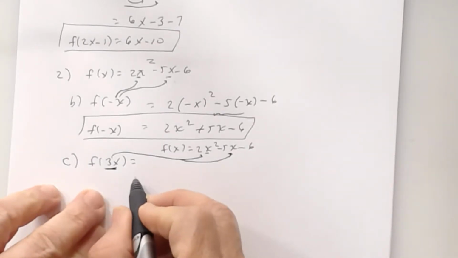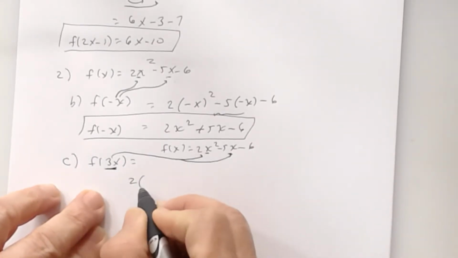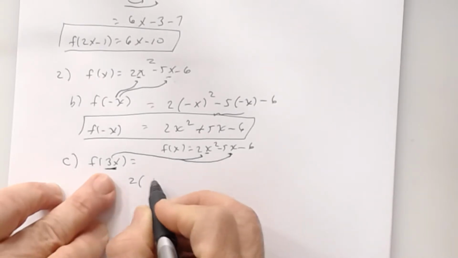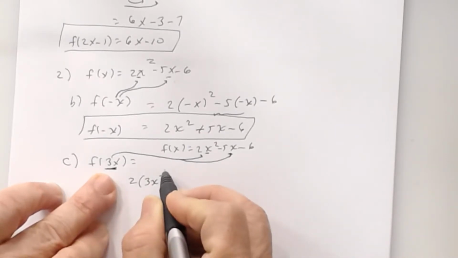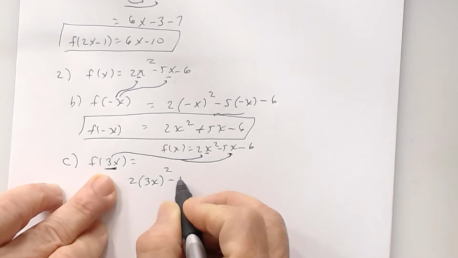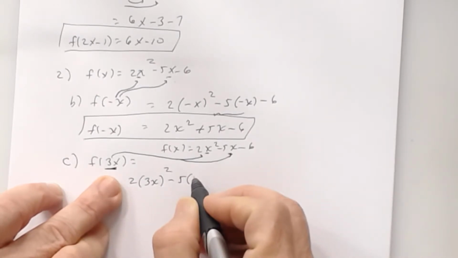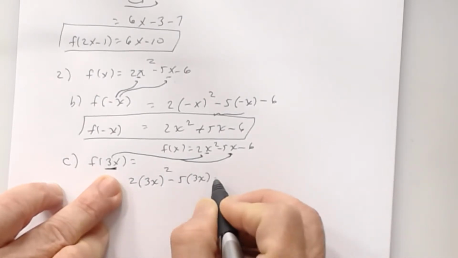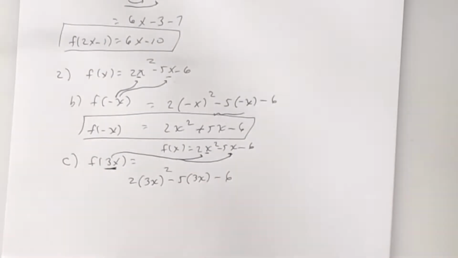And so I'm going to get 2 times in parentheses. What do I put inside the parentheses? 3x. What do I do to that 3x? Squared. Minus 5 times x. What do I put there? 3x. And then minus 6. So wherever I saw the variable x, it became what I want to evaluate it at. Now you got to do some work.